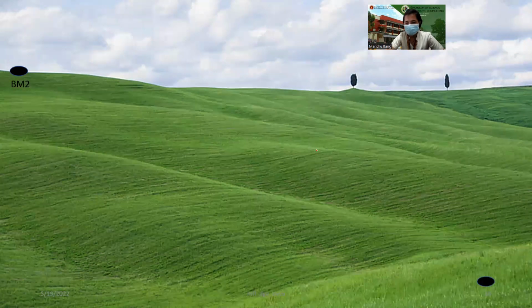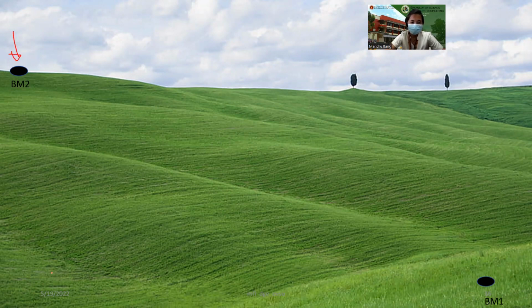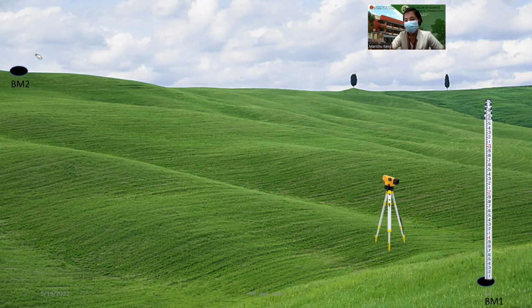So let's say we have a benchmark here. Let's say that is benchmark one. And then we have another benchmark on top. Let's say that is benchmark number two. So we put a rod on benchmark number one, and then we level the instrument here, let's say closer to our benchmark, and our target is to determine the elevation of benchmark number two. We already know the elevation of benchmark one, and we don't know the elevation of benchmark two. So what we are going to do is run a leveling from benchmark 1 to benchmark 2.